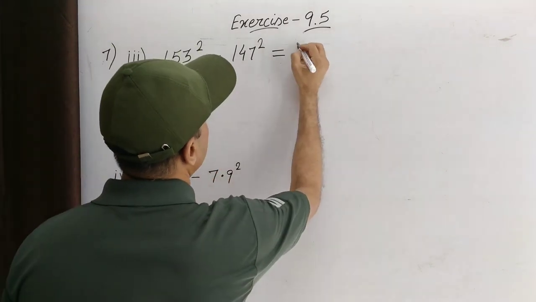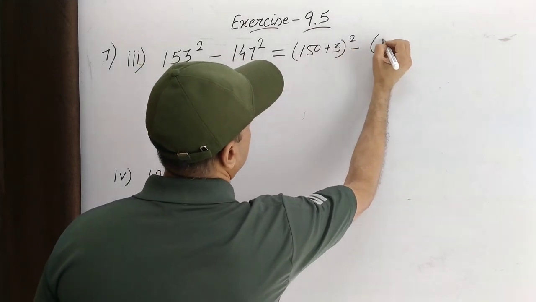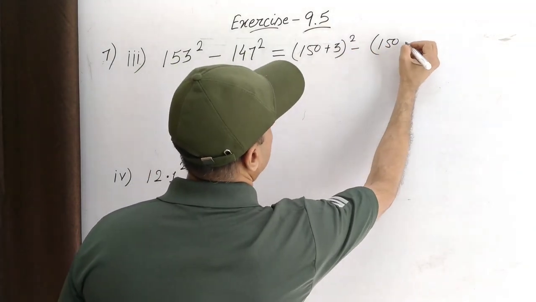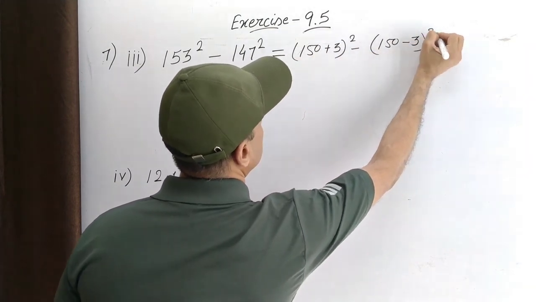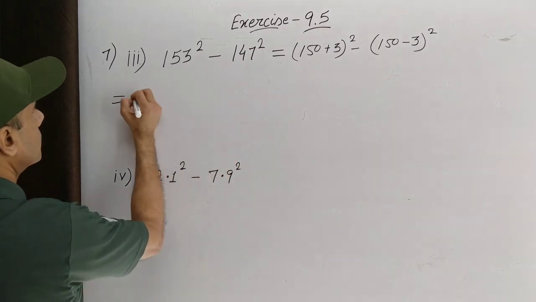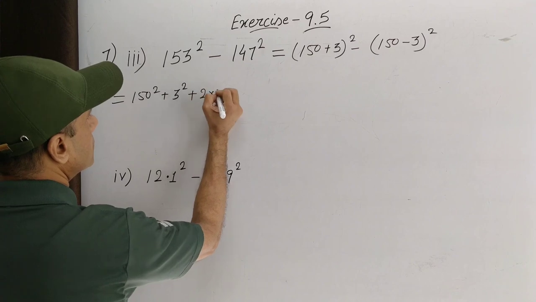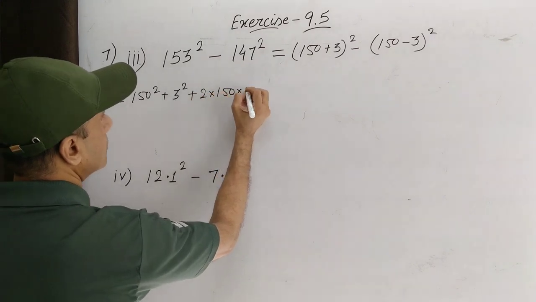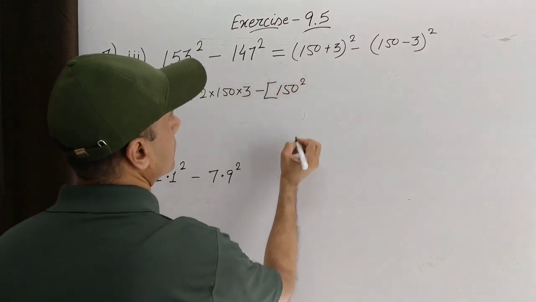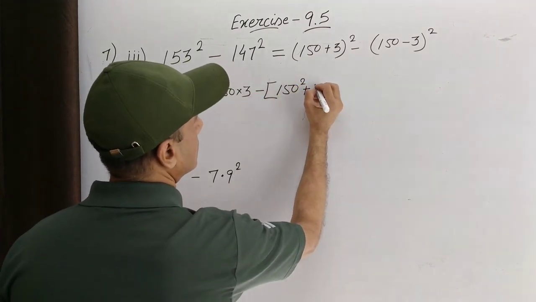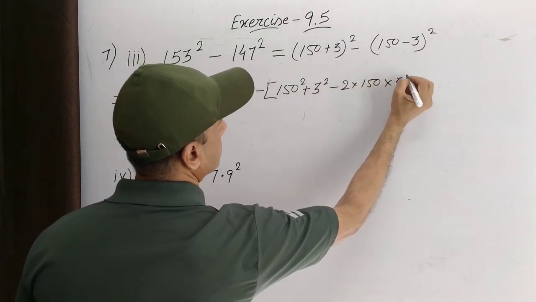So we can write 153 as (150 plus 3) whole square and 147 as (150 minus 3) whole square. We have the values as 150 square plus 3 square plus 2 into 150 into 3. And here a minus, and we have 150 square plus 3 square minus 2 into 150 into 3.